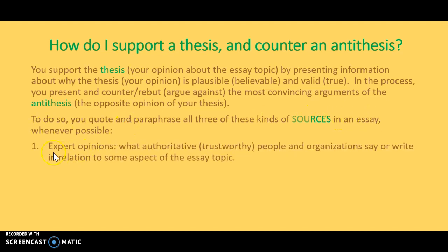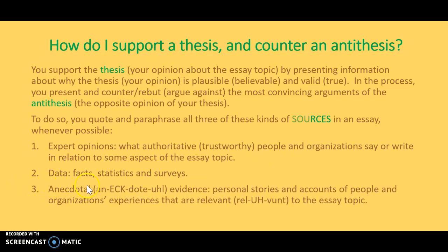whenever possible. 1, expert opinions, what authoritative, trustworthy people and organizations say or write in relation to some aspect of the essay topic. 2, data, facts, statistics, and surveys. And 3, anecdotal evidence, personal stories and accounts of people and organizations' experiences that are relevant, meaningful, related to the essay topic.